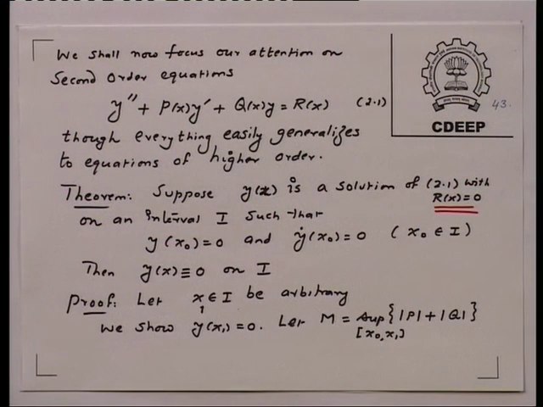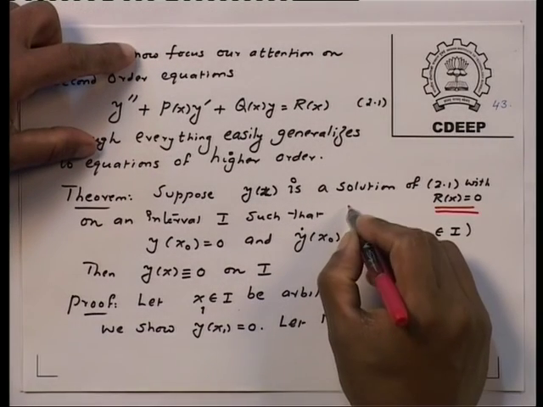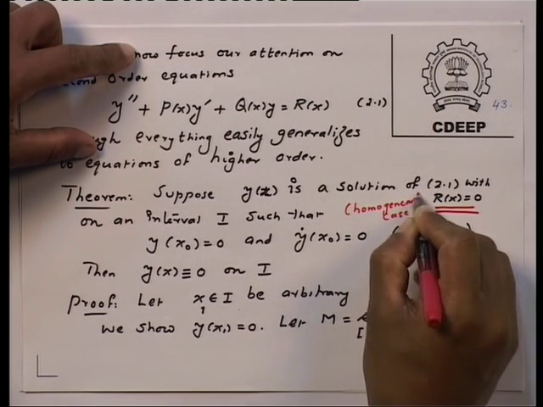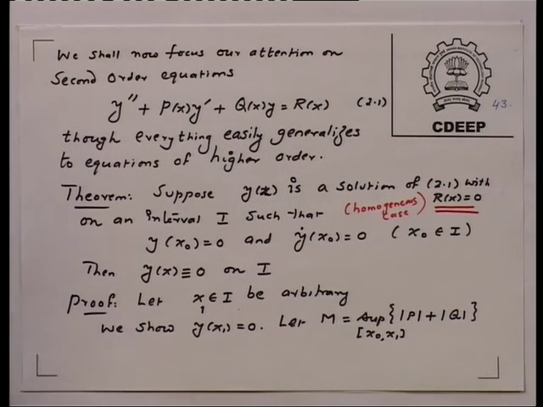So now let us turn our attention to second order ODEs, y double prime plus p(x) y prime plus q(x) y equal to r(x). Pretty much everything that I say will generalize to equations of higher orders also. So now suppose that y(x) is a solution of 2.1 with r(x) equal to 0, the homogeneous case. Assume that the solution vanishes at a point and the derivative also vanishes at the same point.